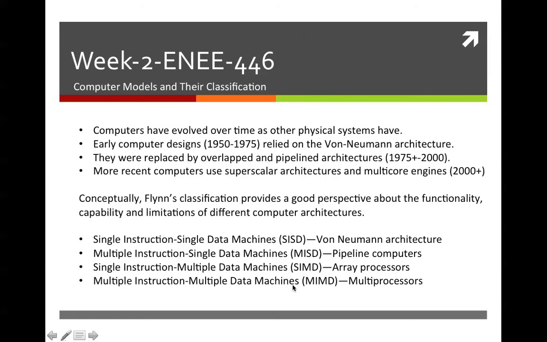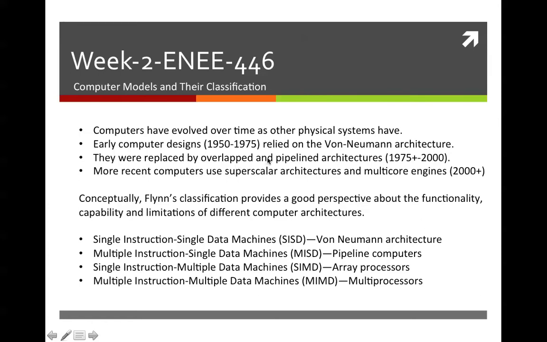So computers have evolved over time as other physical systems have. And the earliest, I guess, computer, in maybe a complete sense of the word computer, would be the ENIAC architecture, which was completed in the late 40s. And ever since that time, people kept building these serial machines, which are also known as von Neumann architectures. They just preserved their essential form through the 1970s, and then they were replaced by more advanced von Neumann architectures.